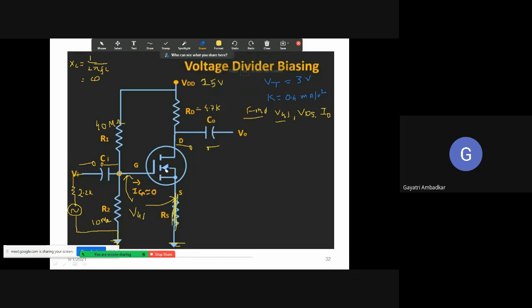You have VGS. Even if you start your problem directly, there is no problem, unless and until it is given as DC analysis. You understand, you have to consider only DC. So you have to find VGS. What is VGS? VGS is the voltage between these two points. Now there is no resistance here. RS is not there. So whatever voltage is present across R2, that same voltage is there.